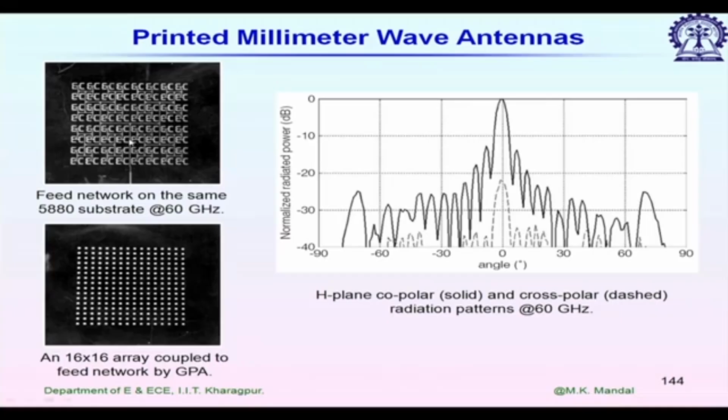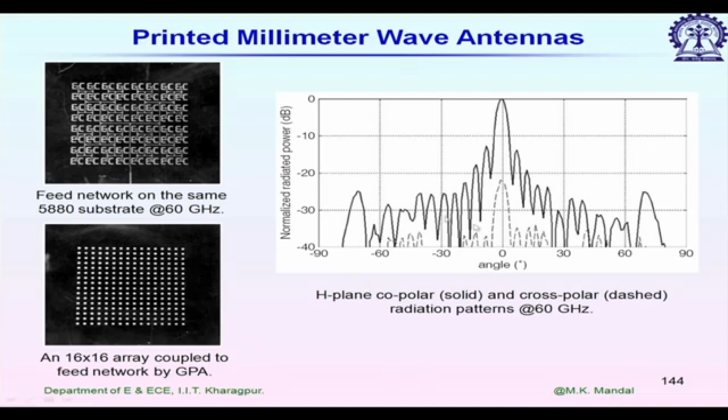Let us see one example. This antenna array is designed for 60 gigahertz application. You can see the feed network, and these elements are the radiating patches. These are square radiating patches, a 16 by 16 array on the top plane, and in the common ground plane we have slots that are not shown here. So, power is coupled from the feed network to these patches through these slots.